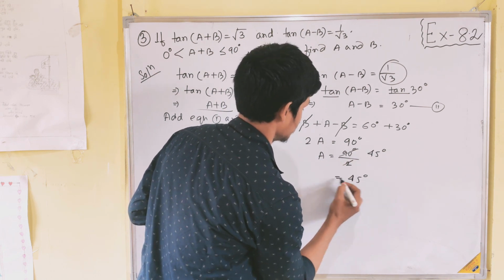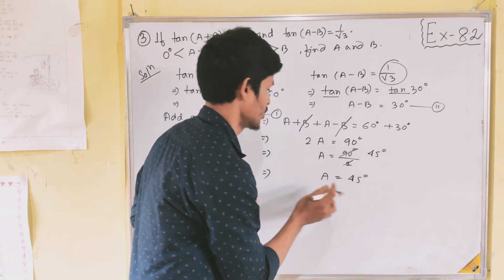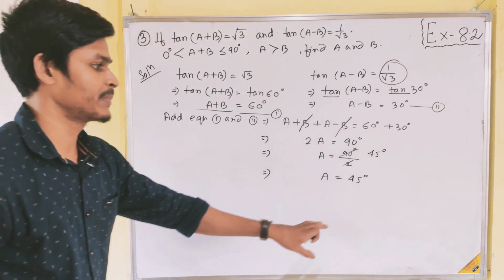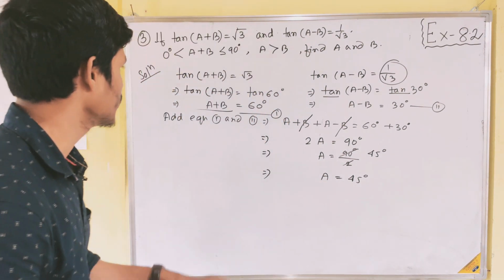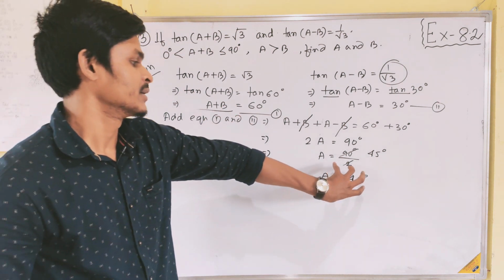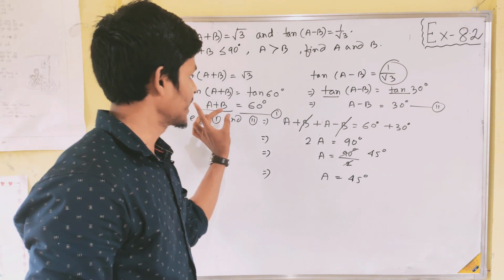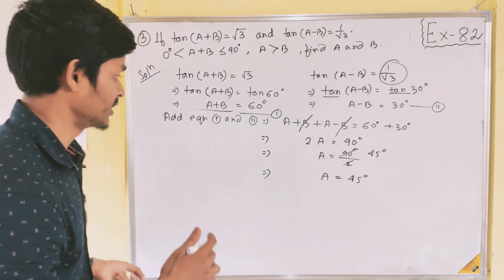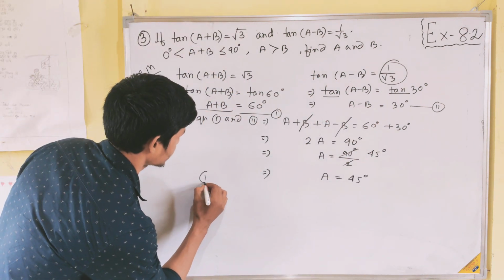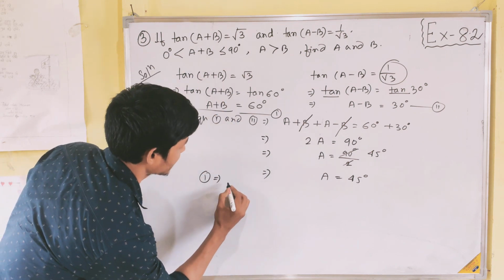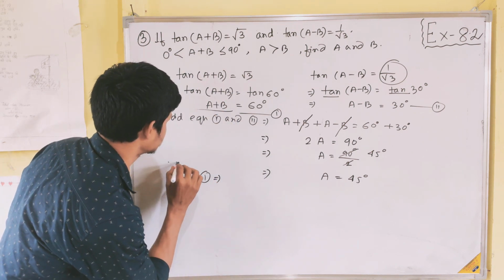That means the value of A is 45 degree. So you get the value of A, 45 degree. Now you will find this: put this A equal to 45 degree in any equation, in equation 1 or in equation 2. So first, from 1, implies what can you write.